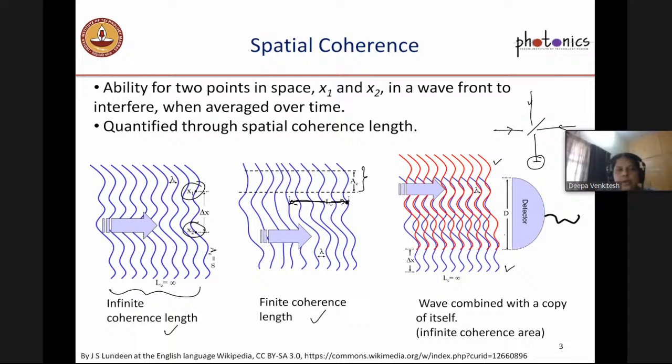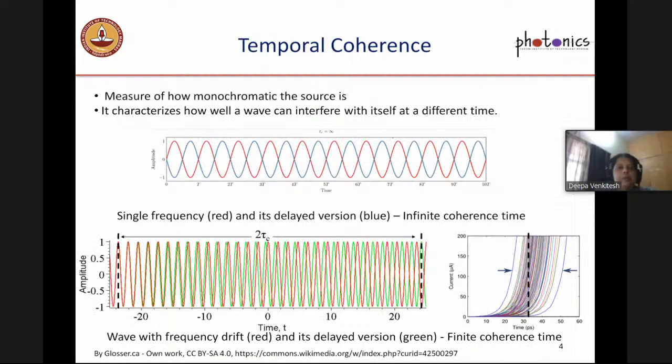So the way you quantify the spatial coherence is through what is called a coherence length, right? So coherence length tells you the distance up to which the wavefronts remain coherent. And this is again a statistical quantity. Now, let's move on to temporal coherence.